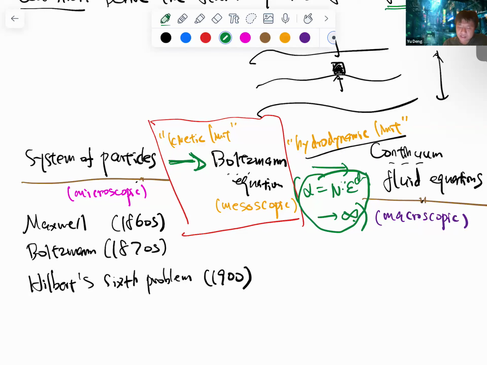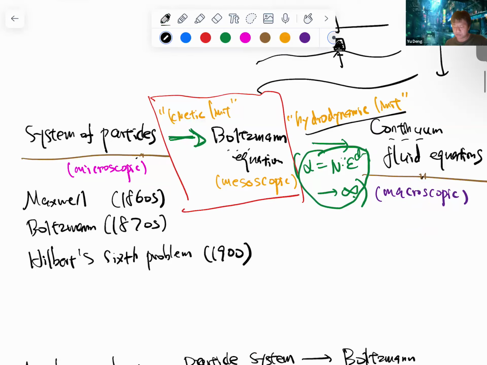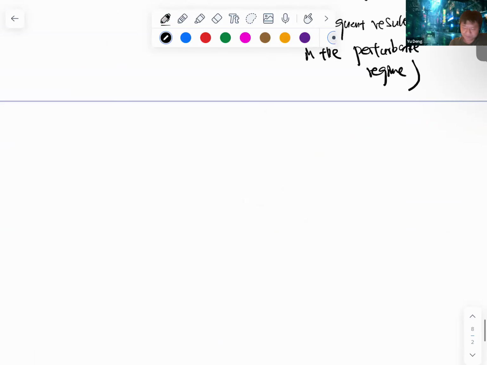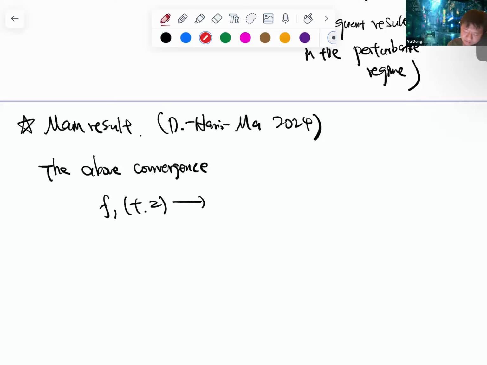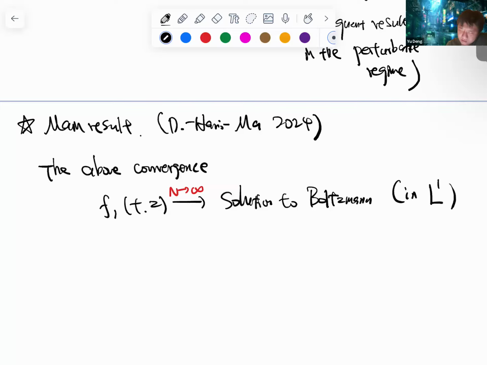Okay, so this is our work. So let's first state our theorem, and then in the rest of this lecture, I'll talk a little bit about some basic ideas in the proof. So this is the convergence, namely F1 goes to the solution of Boltzmann, as n goes to infinity. It turns out this convergence is in the L1 norm in X and V.